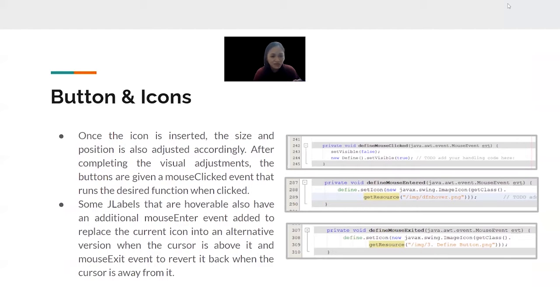After completing the visual adjustment, the buttons are given a mouse click event that runs the desired function when clicked. Some GLabels that are hoverable also have an additional mouse enter event added to replace the current icon into an alternative version when the cursor is above it, and mouse exit event to revert it back when the cursor is away from it.